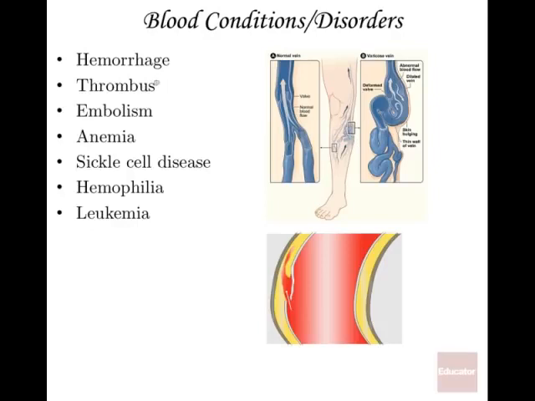Thrombus is a blood clot that shouldn't be there, and if it gets dislodged and eventually moves along through the bloodstream, that's an embolism. An embolus gets caught and becomes an embolism. Depending on where the embolism happens, that can restrict blood flow to the lungs, to the heart, to the brain, and it could result in a fatality.